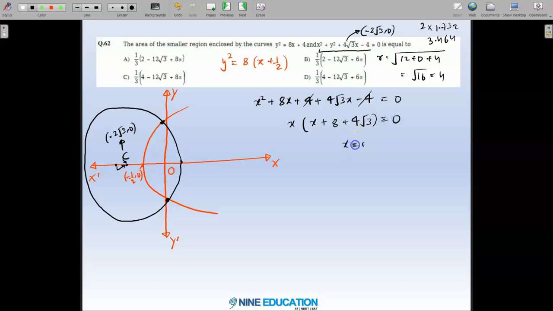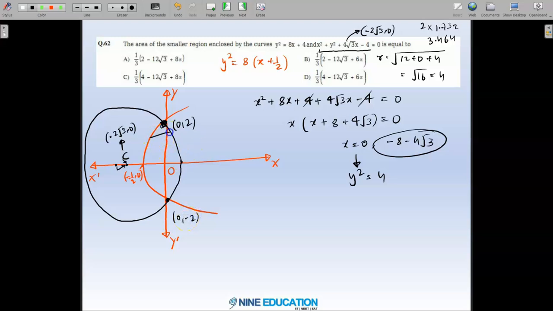So we are getting two values of x. One is x equal to 0, the other one is minus 8 minus 4 root 3. But this value is not possible, as you can see from the diagram, since the y square curve is opening towards the right. So we are having x equal to 0 as the only possible coordinate. So at x equal to 0, we will be getting y square is equal to 4, which means y is equal to 2 or minus 2. Both values are possible, and that's what we have got as the two intersection points.